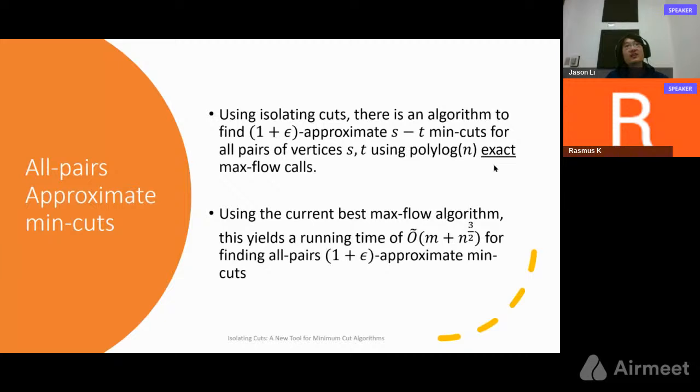So in other words, the isolating cuts procedure does not work with approximate ST min cut as an oracle. And therefore, this is why we require exact min cuts.